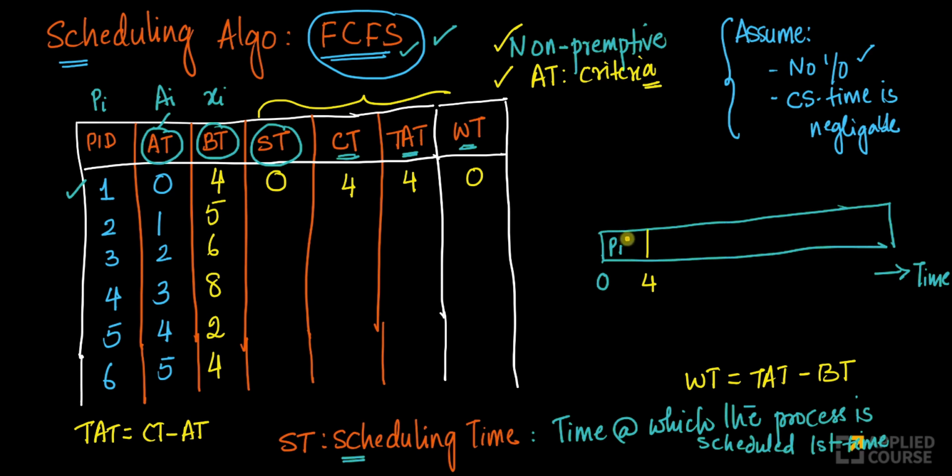Now what happens? Look at this. When P1 is completed, what is my time now? My time equals 4. Which means in my ready queue, what all processes are there? This process arrived. So this process is now done. I'll tick all the processes that are in the queue now.